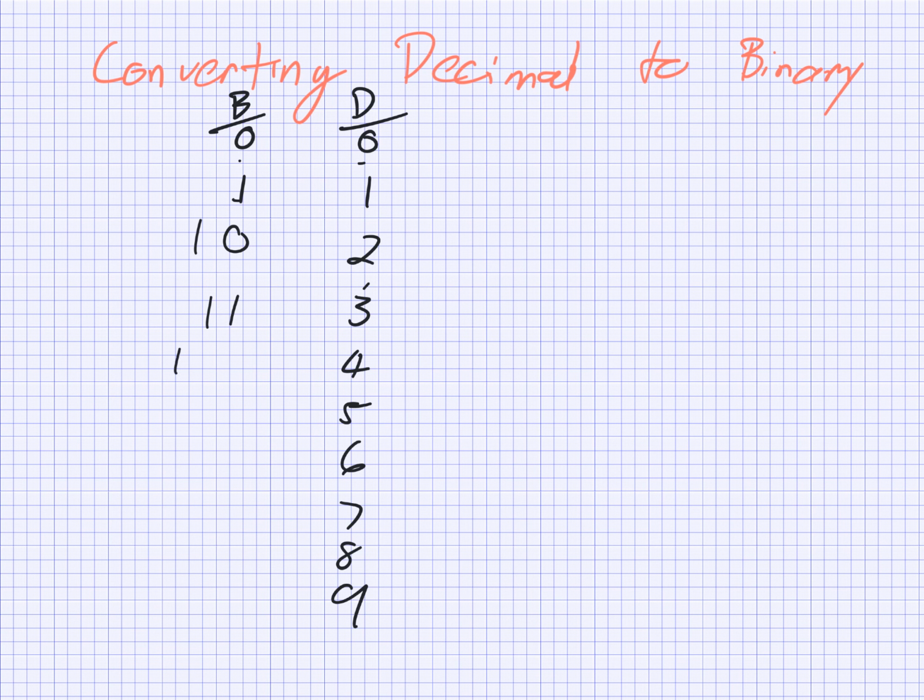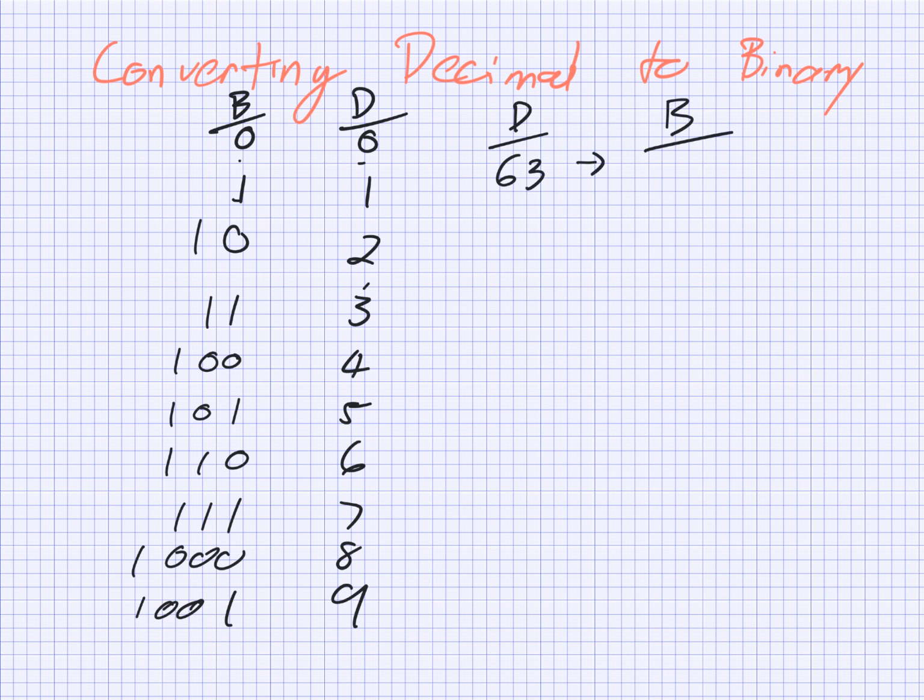Well, we'd go 1, 0, 0. And then 5, we'd go to the first place value, 1, 0, 1. 6 would be 1, 1, 0. 7 is 1, 1, 1. 8 is 1, 0, 0, 0. And 9 is 1, 0, 0, 1. Great. Except, what if I want to figure out what decimal 63 is in binary?